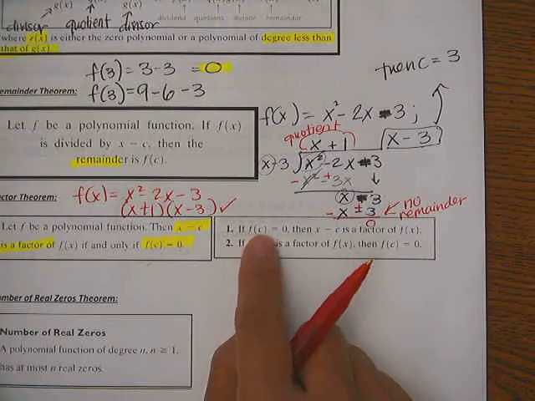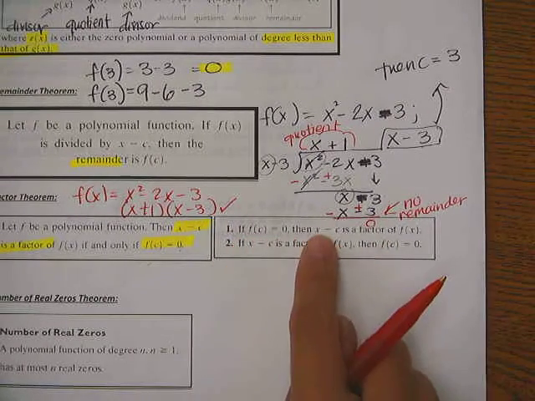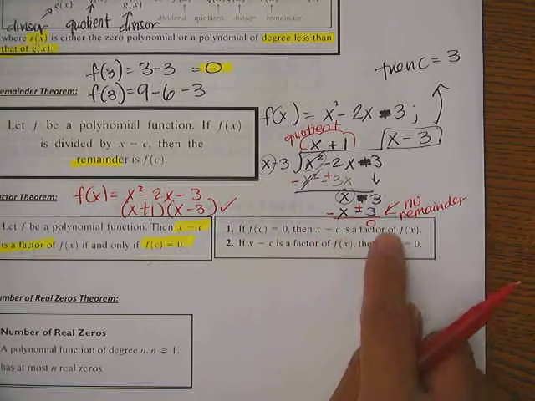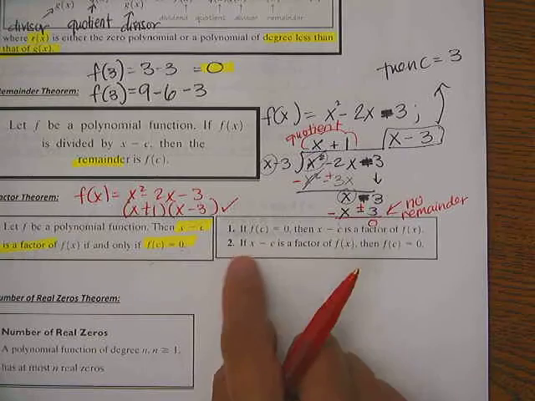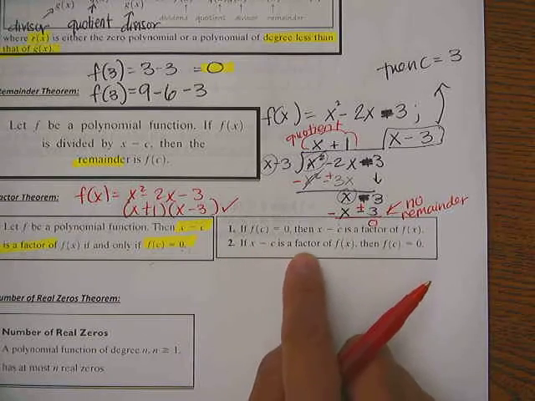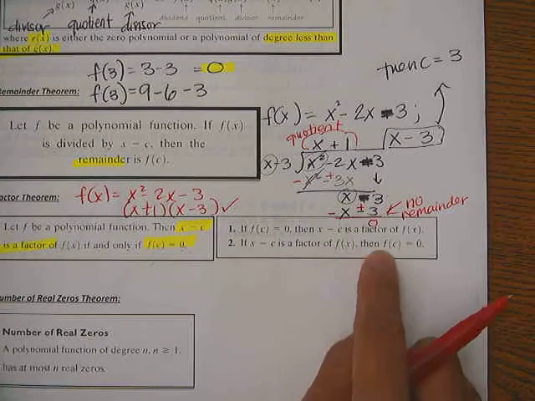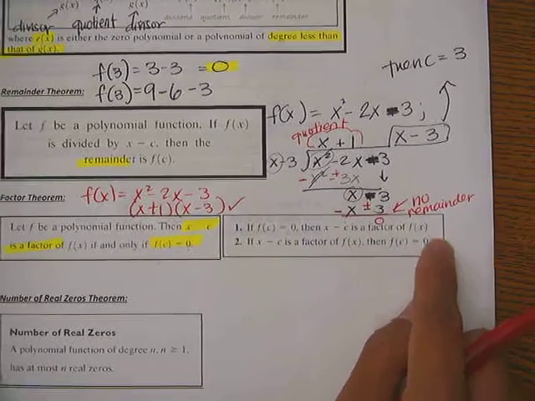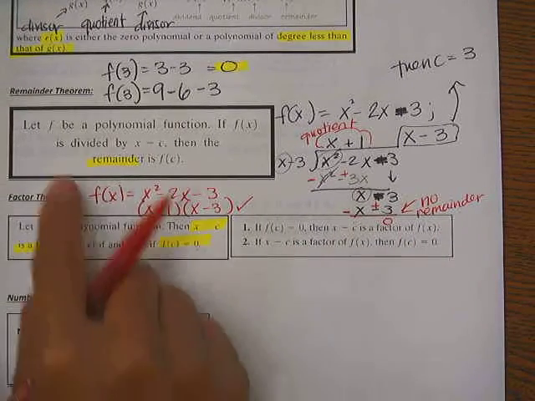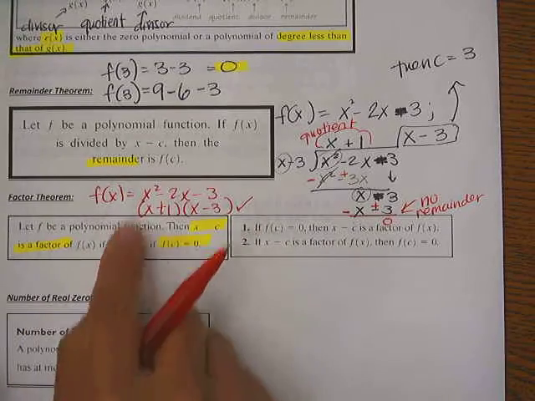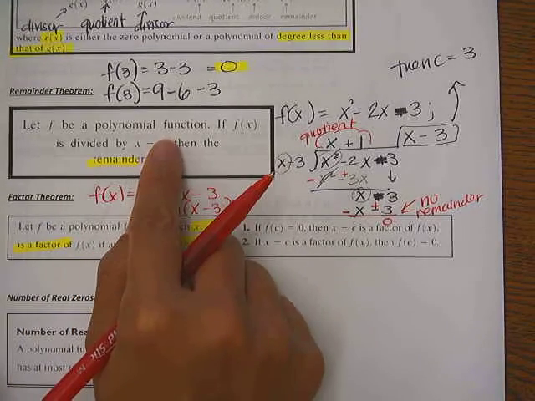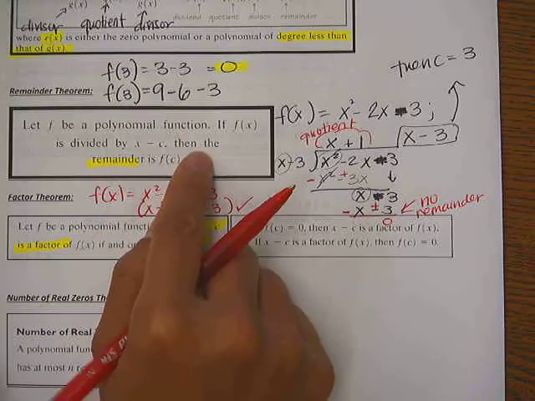If f of c is 0, then x minus c is a factor, which is the same thing, the same saying, right? If x minus c is a factor of this function called f of x, then f of c is 0. So all of these right here, all these 3 boxes, is really stating the same thing. So x minus c is a factor if f of c is 0. All right?